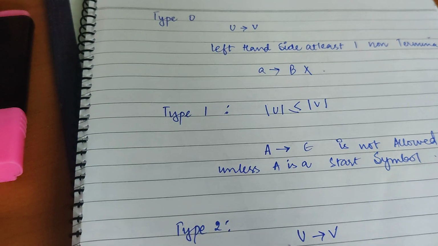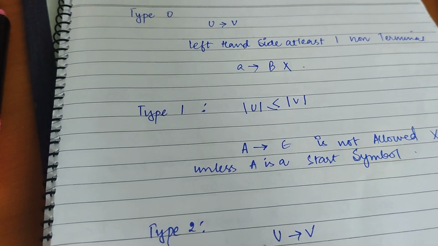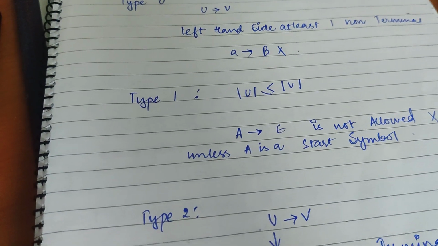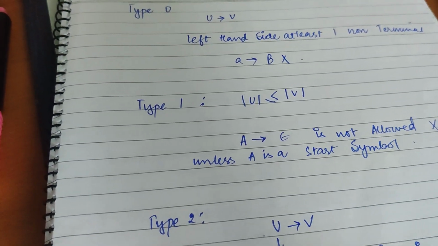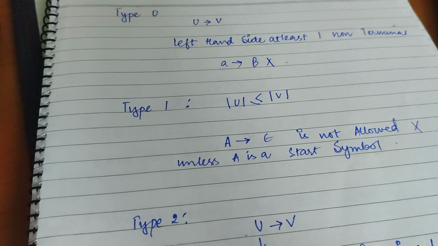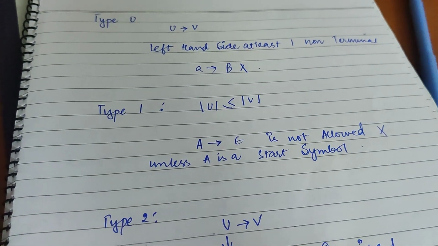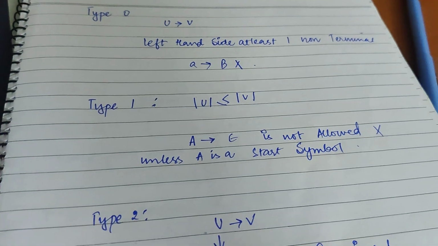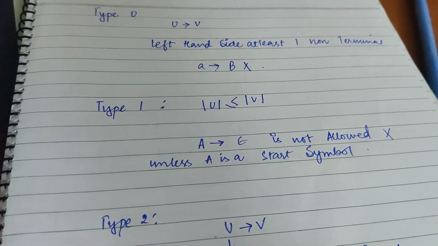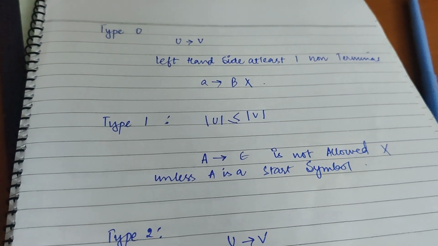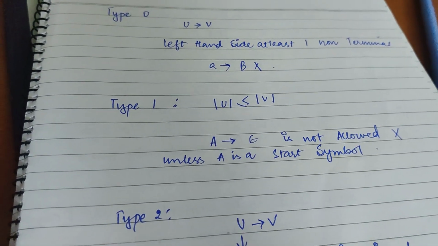Now coming to the type 1, what is the rule for the type 1? Type 1 is saying the length of the left hand side must be less than or equal to the right hand side, right? Now there is one more condition you have to follow. Except the starting symbol, no other production rule can produce null, right?